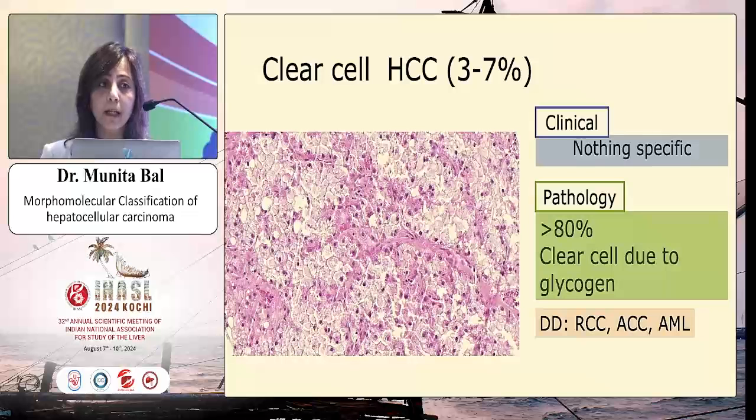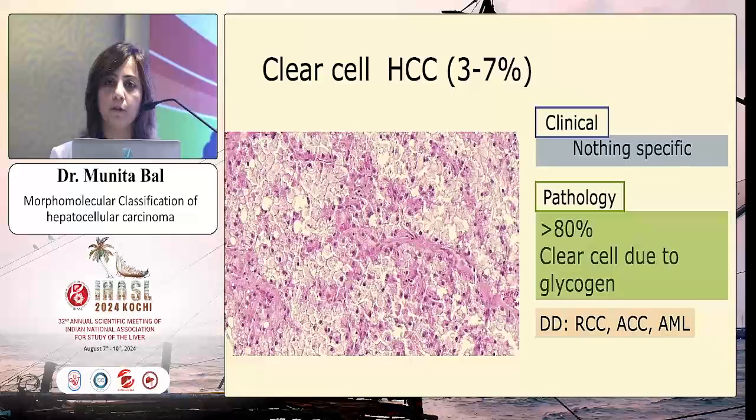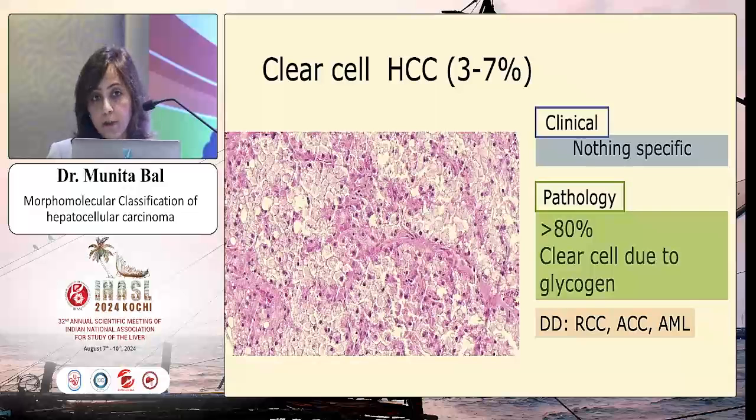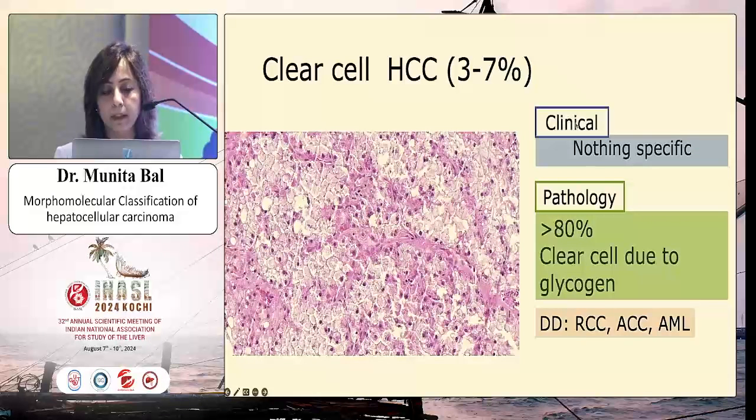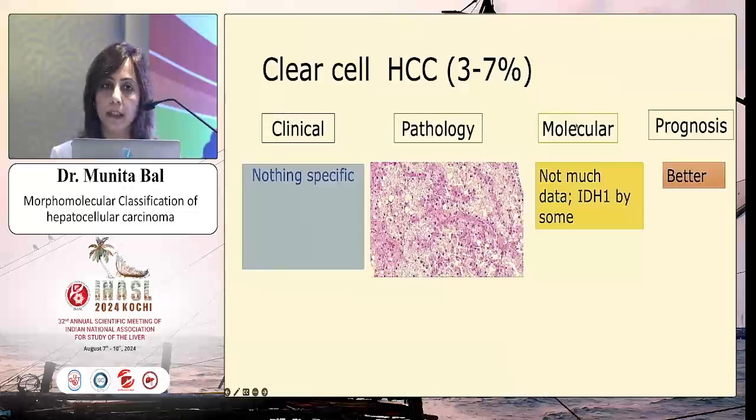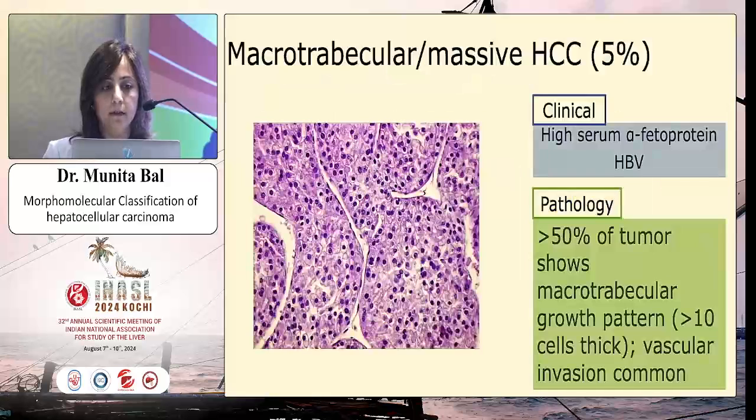There's another subtype where more than 80 or 90% of the tumor shows clear cells, and the clear cells are because of glycogen. This can be a diagnostically challenging entity for us because it can mimic metastasis from kidney, from adrenocortical tumors, or clear cell neuroendocrine tumors. So pathologists need to be aware of this entity. There's nothing remarkable about the clinical setting, and not much molecular data is available, but some groups have shown that IDH1 may be mutated, though it still requires verification. Prognostically, this has been found to be a better subtype.